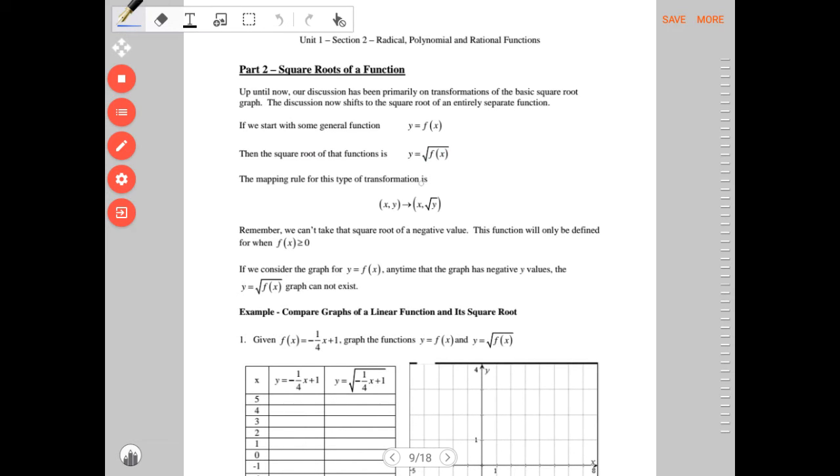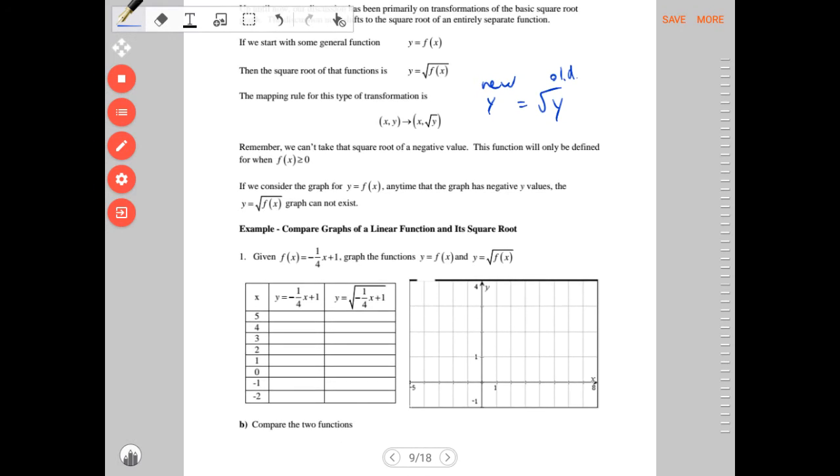The mapping rule for this transformation is simply (x, y) transforms to the point (x, square root of y). So really, remember how f of x is just y. So the new y coordinate is just the square root of the old y coordinate. Remember, we can't take the square root of negative values.